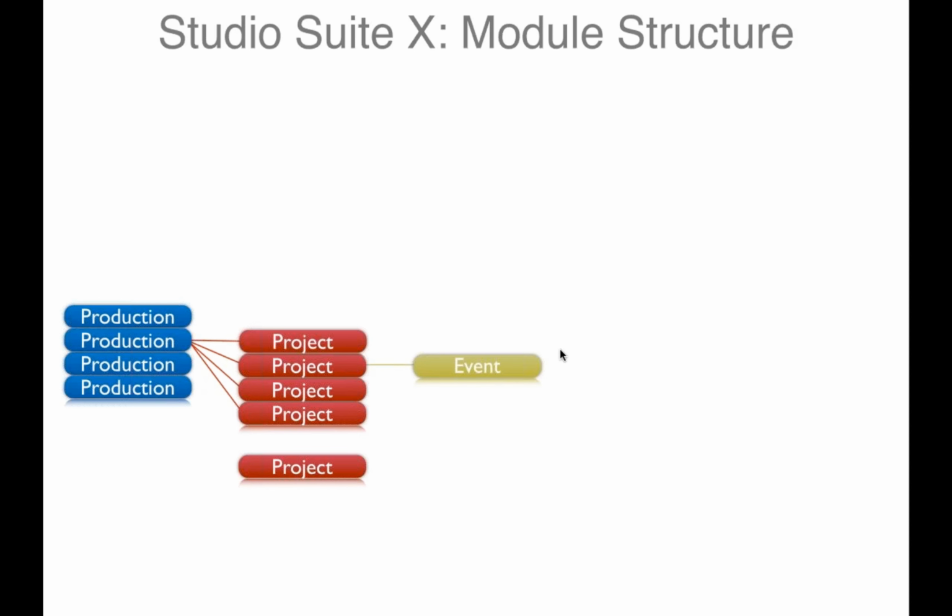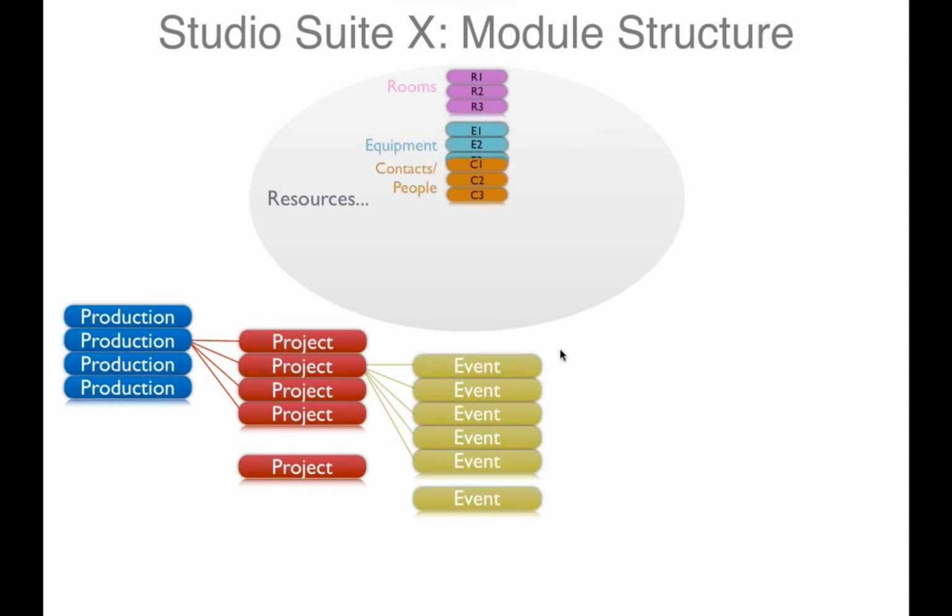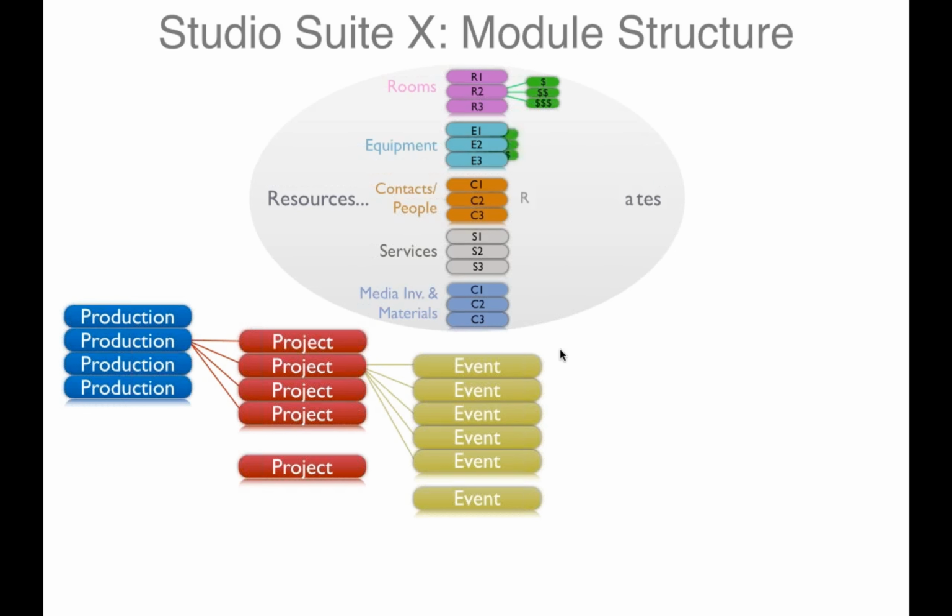Within each project, you have one or more events. And what is an event? Well, an event is when you've got some resources. And in our world, we've got different kinds of resources. We have rooms, equipment, people, it can be contacts or clients. We have services that we provide, like editing or compositing, or maybe just deliveries. And then we have media inventory as well, materials. Maybe it's even just batteries that you provide. And all of those things have rates. You can have one or more rates for each resource.